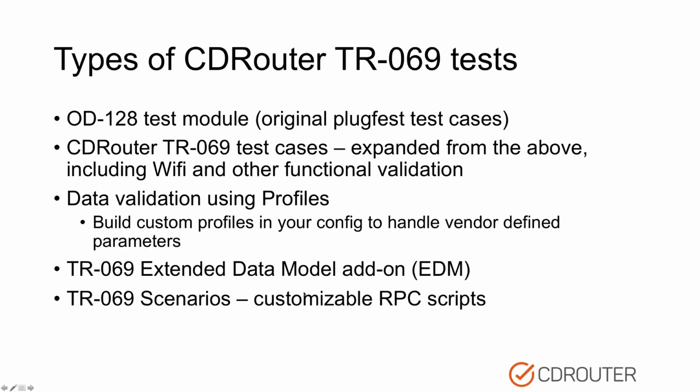The scenarios I showed you, those are customized RPC scripts, so you can set it up to say, I want to do a set parameter values on this object, and then I want to do a get parameter values on the same object, and I'm looking for the following values. It's kind of an easy way around building a custom test case that is TR-069 specific. And then obviously the BBF.069 certification add-on.